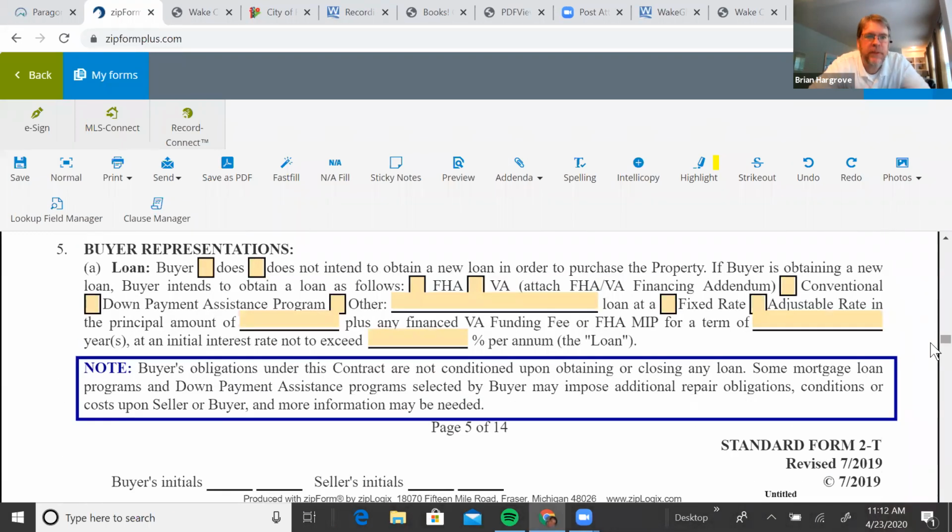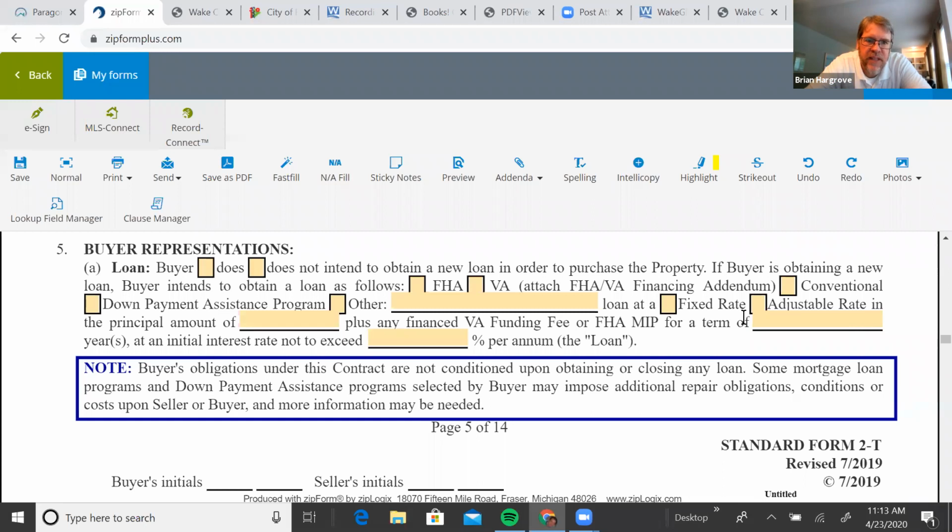Buyer representation. Buyer does or does not intend to get a loan. If the buyer is obtaining a new loan, buyer intends to obtain a loan as follows: FHA, VA, conventional, down payment assistance, other, which could be like a USDA. Is it fixed or adjustable? What's the principal amount? What is the term and what's the percentage rate? Now, this is why it's extremely important when we talk to our clients that they get pre-approval. We're going to need this information for our contract. So make sure that you get pre-approved.